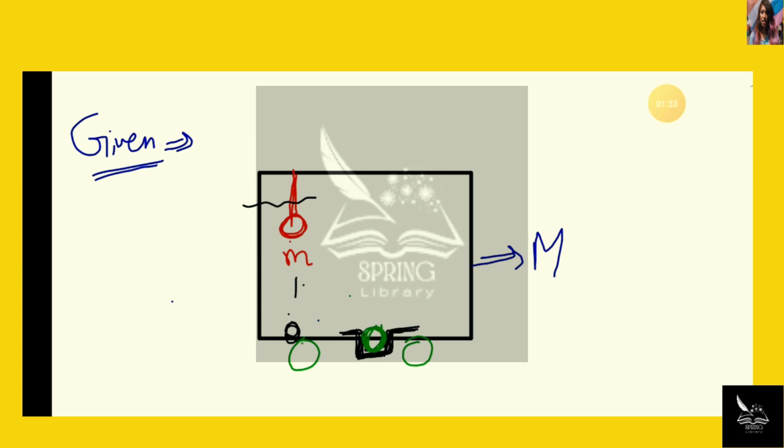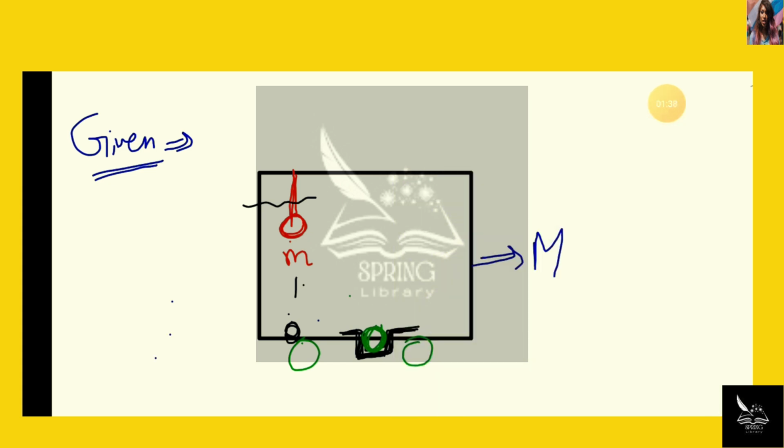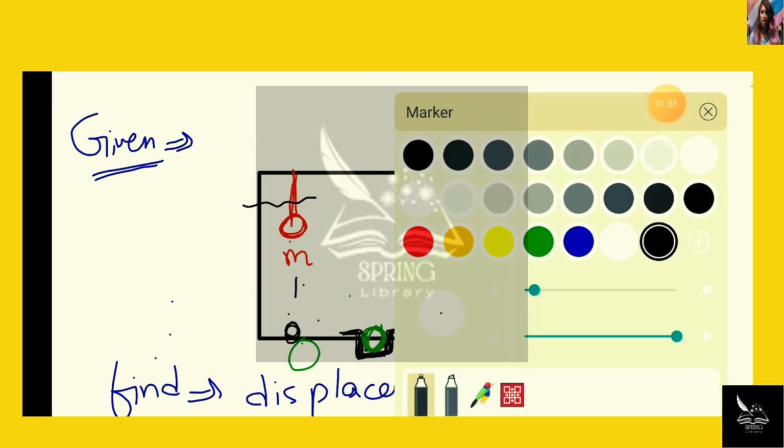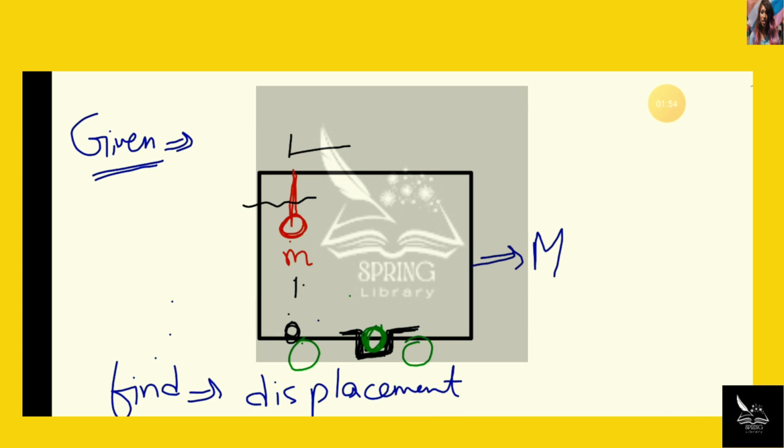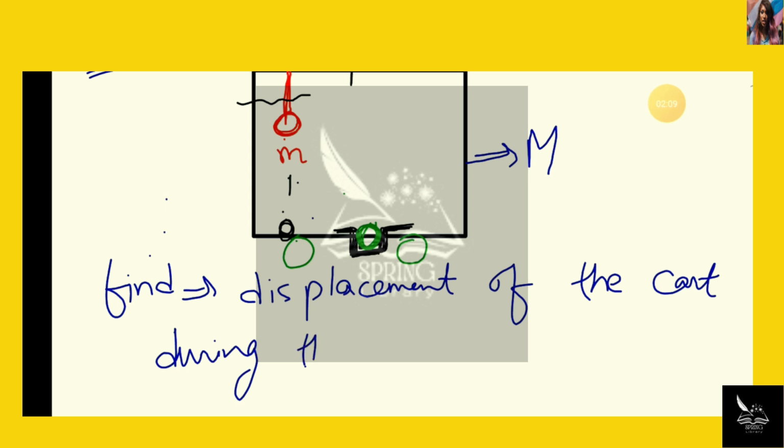So it is asking that we have to find the displacement of the cart during this process, and the horizontal distance between the pendulum bob and the slot is given, that is capital L. So this is the question. Here we have to find the displacement of the cart by using the data. So let's start answering this question.